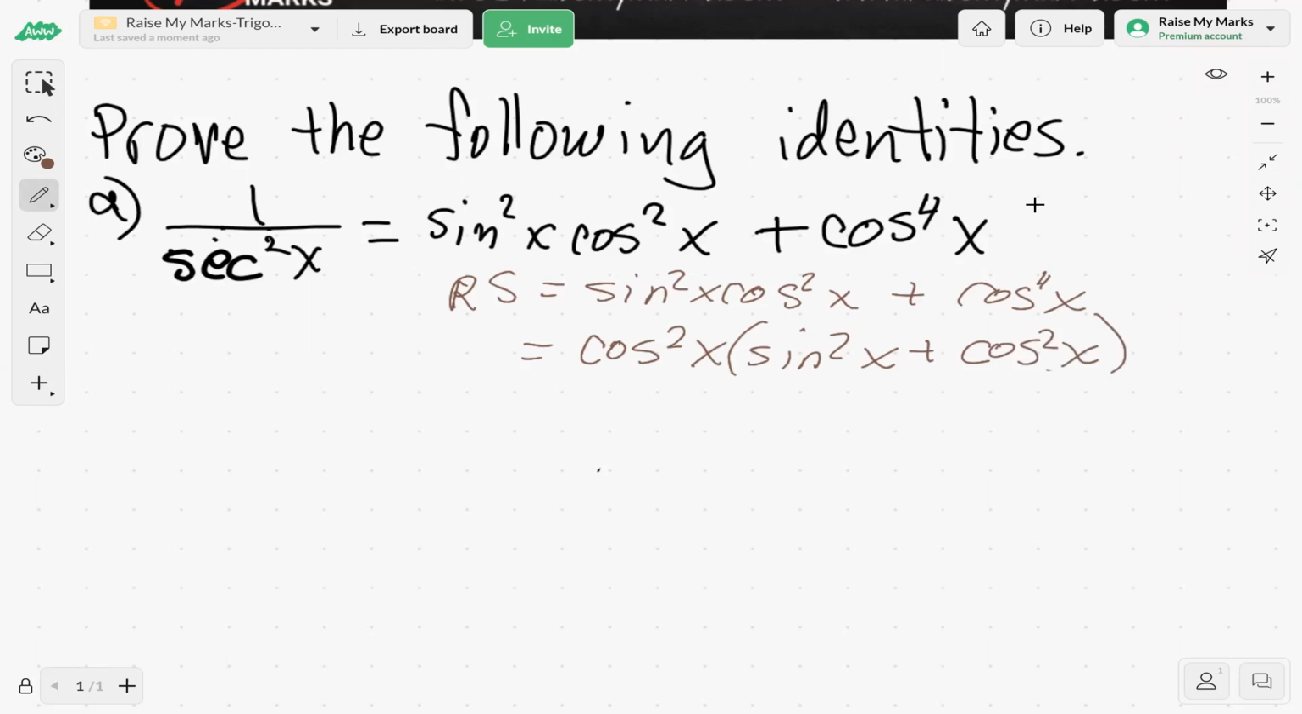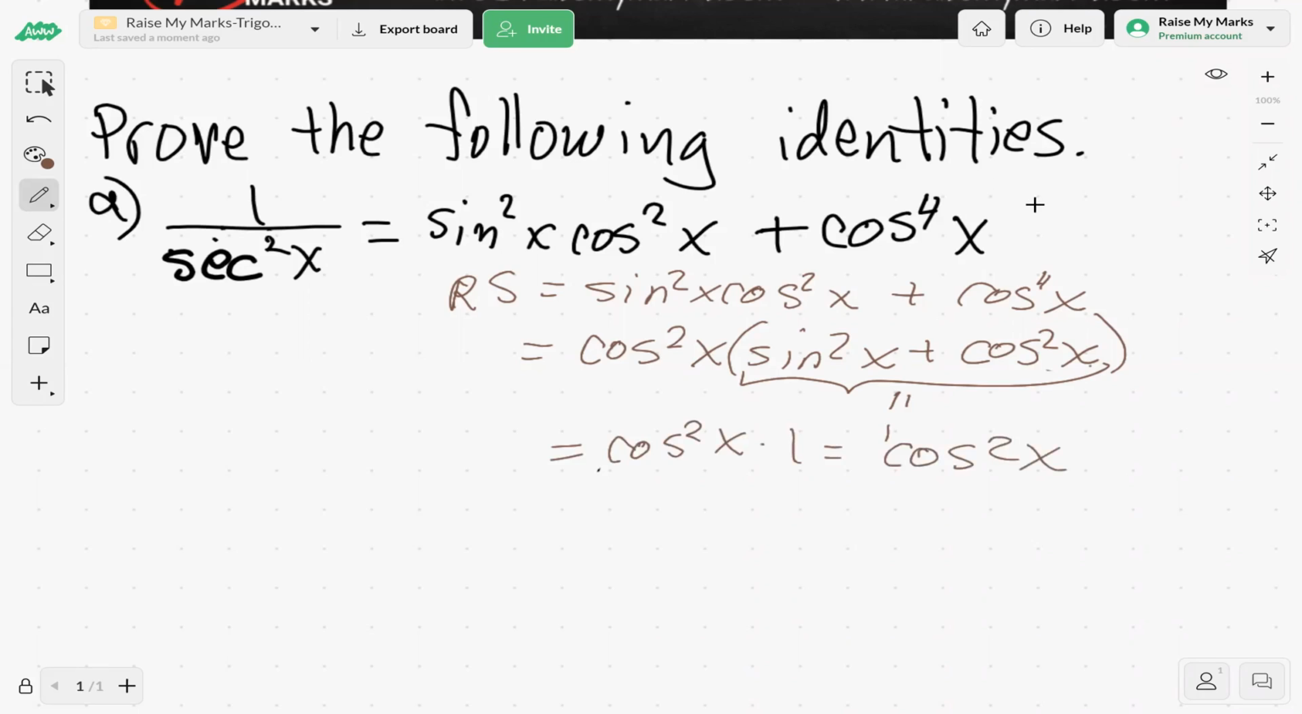So when you factor out a cos squared x, we have in brackets sine squared x plus cos squared x. So this equals 1. This is one of our identities. So we have cos squared x times 1, which is just cos squared x. So this is our right-hand side.